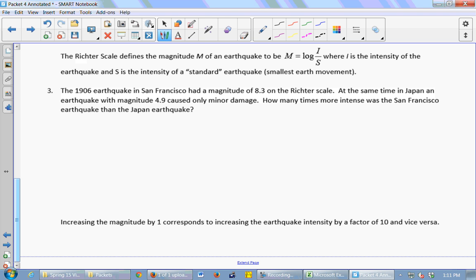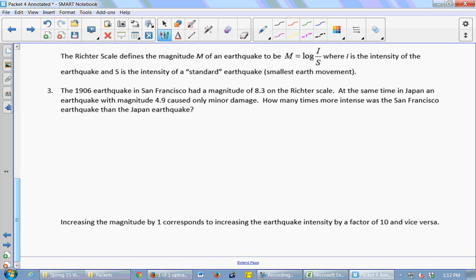Okay, so the 1906 earthquake in San Francisco had a magnitude of 8.3 on the Richter scale. S is what? Standard. No, because this is earthquakes, not sound. Yep. S stands for standard. Standard earthquake. I stands for intensity. M stands for magnitude.